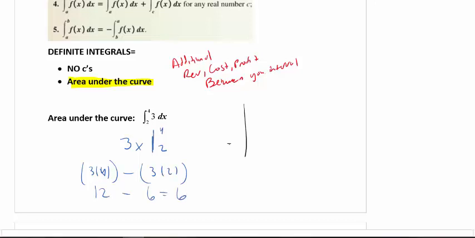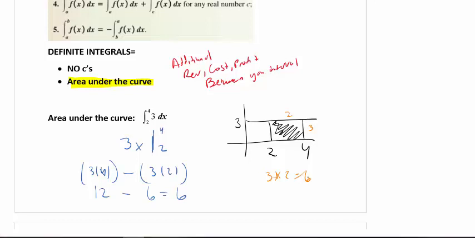I just want to give you a visual over here. So if we had a constant function, that would be 3. And I'm wanting to look at it between 2 and 4, and that's the area under the curve. We could actually just visually look at this. That means that my height is 3 everywhere. Okay? This distance here, my width, would be 2. So 3 times 2 would be 6, which is the area under the curve. So it just gives you a visual idea of what we're doing for that piece.